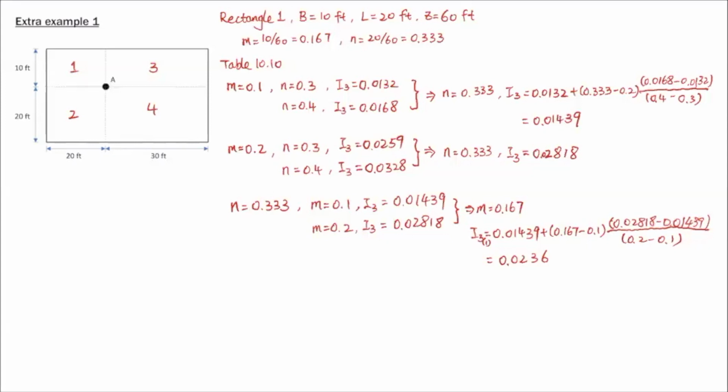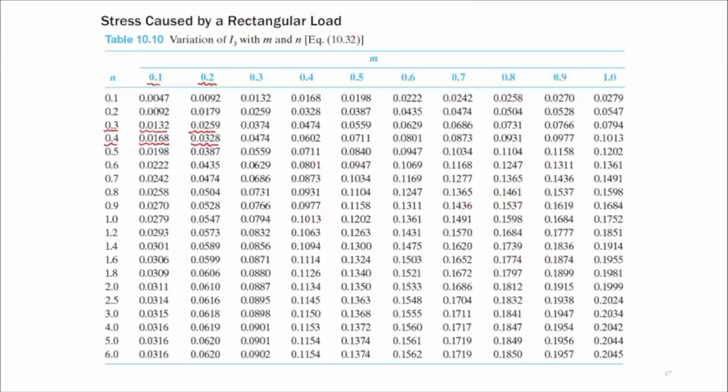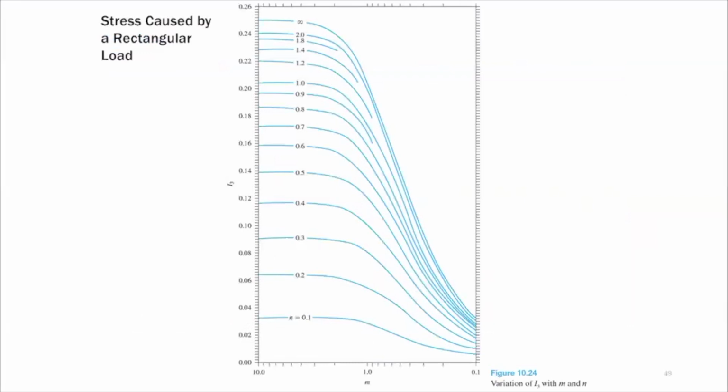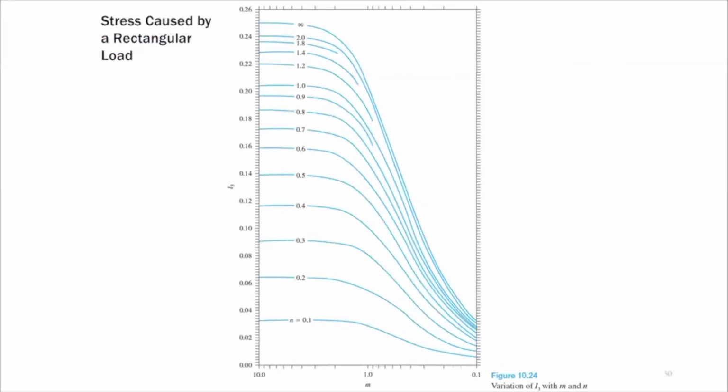And the second approach, as I mentioned at the beginning, is to use that figure. I'm going to show, using this rectangle one, how you use that figure to read I3 values. That figure is this one here. This is figure 10.24, and this is a log scale on the y-axis. Notice this M is in log scale, and all the values on these curves are N values.